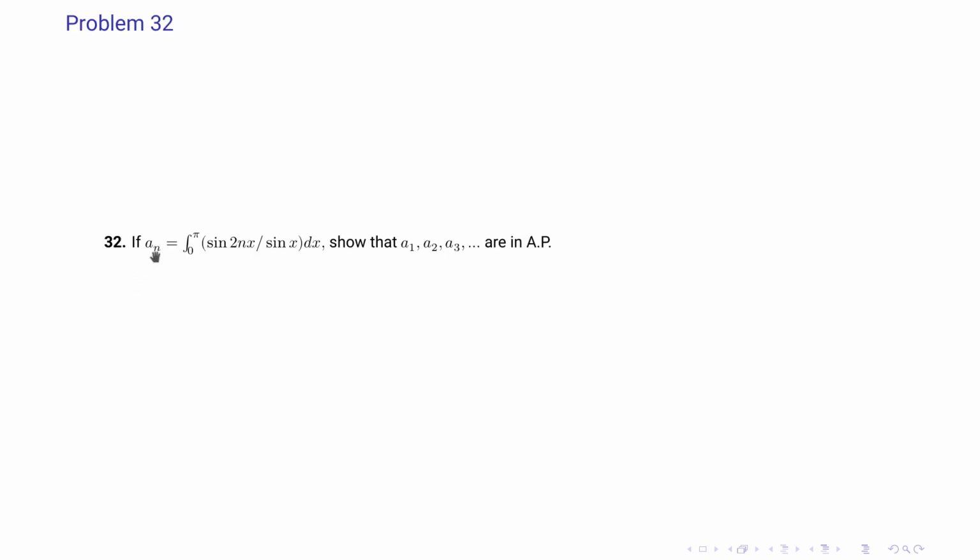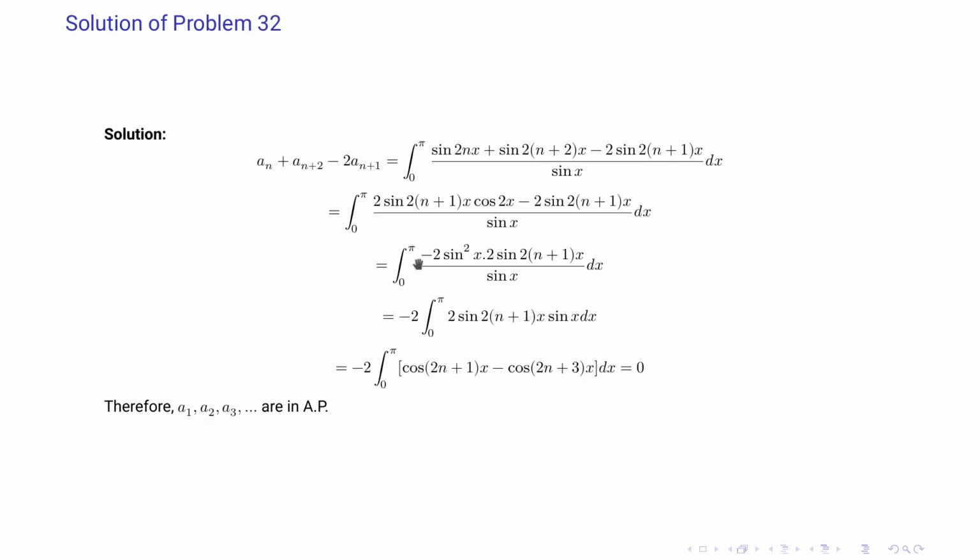Problem 32 says that if a n is equal to the integral from 0 to pi of sin 2nx by sin x dx, show that a1, a2, a3 are in AP. Whenever we have to show that a1, a2, a3 and so on are in AP, we prove that the nth term plus the n plus 2th term minus 2 times the n plus 1th term is equal to 0. So we do that here.